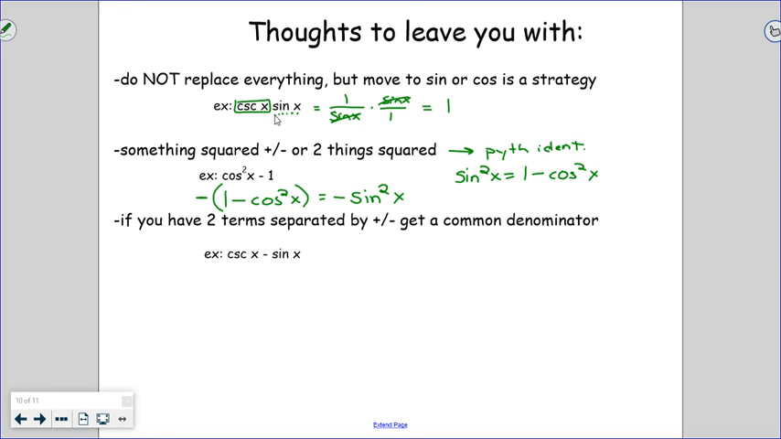And the last thing is, if you have two separate terms, get a common denominator, something like this. When they are separated by a plus or a minus, we don't get to just cross off, right? I would make it look like fractions. If I wanted to add or subtract two fractions, we need a common denominator. Common denominator is going to be sine of x. I would multiply by sine of x. So that would give me 1 over sine x minus sine squared over sine of x. Now that I have a common denominator, I can put those together.